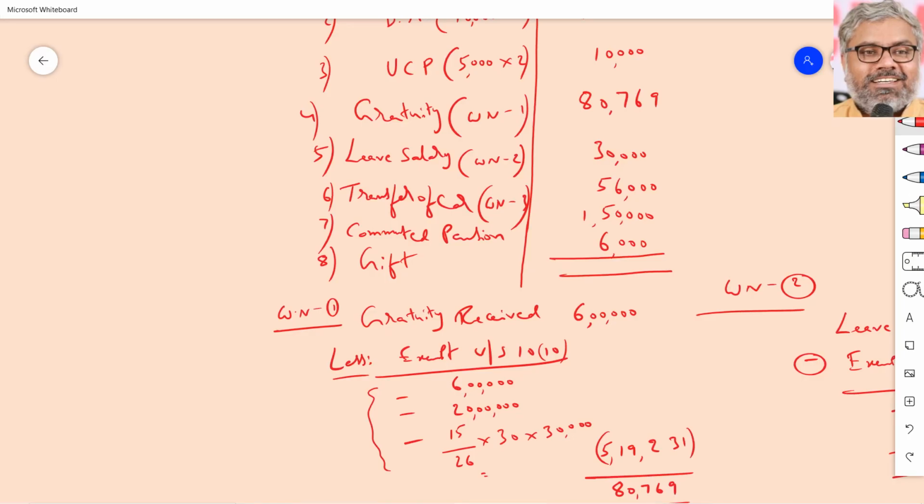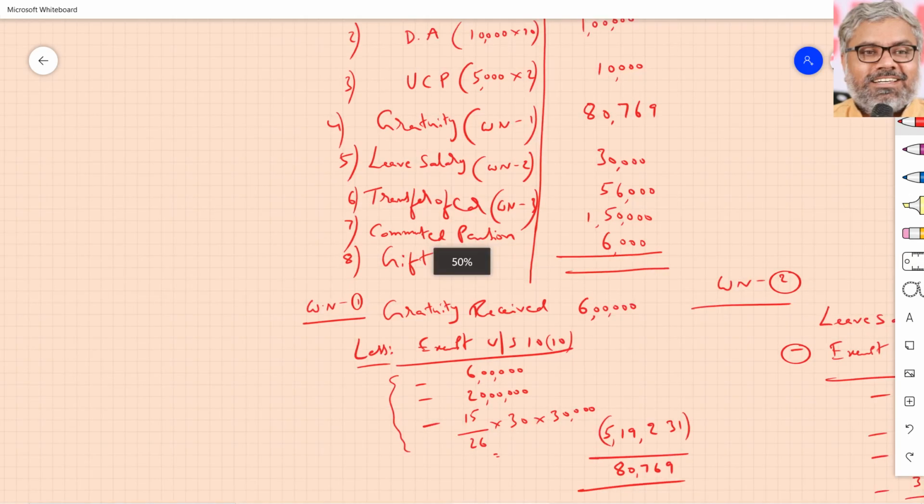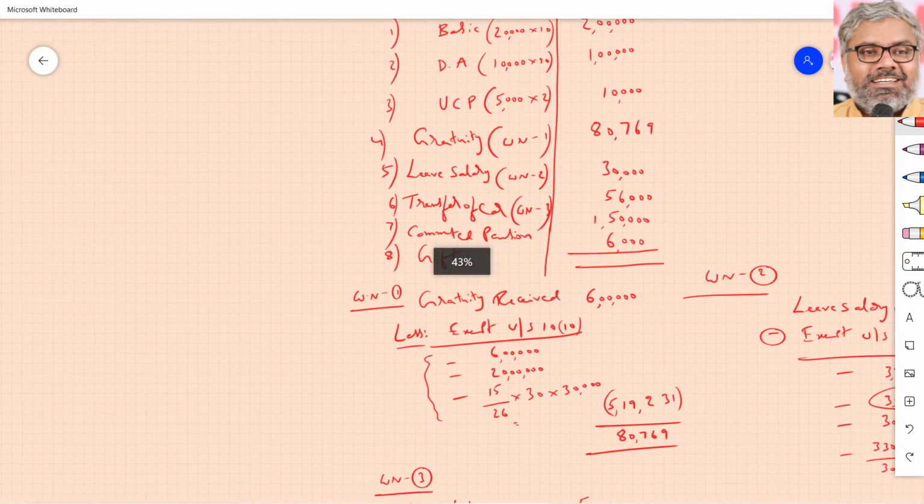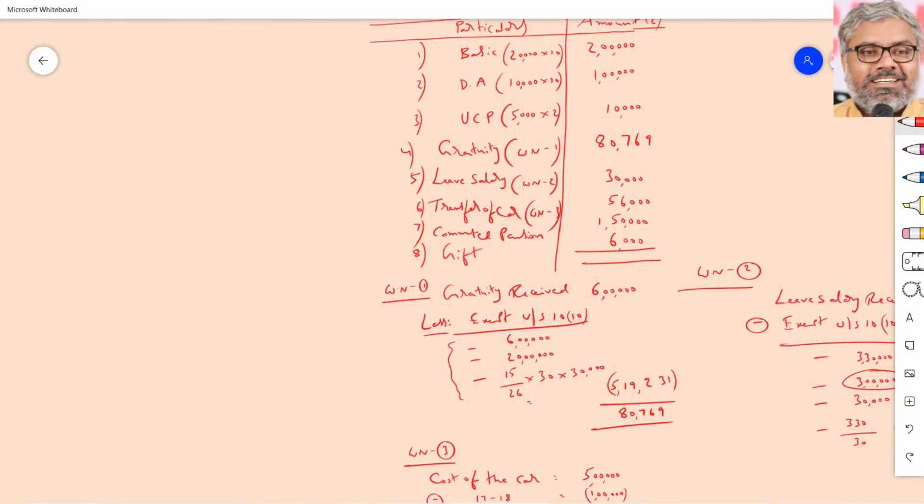So first of all, how much will be the gross salary if you calculate? Gross salary will be how much? 2 lakhs plus 1 lakh plus 10,000 plus 80,769 plus 30,000 plus 56,000 plus 1,50,000 plus 6,000. 6,32,769.